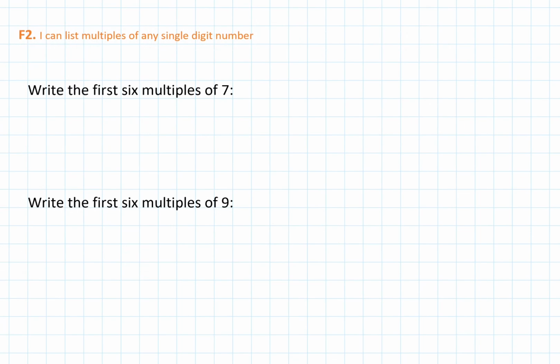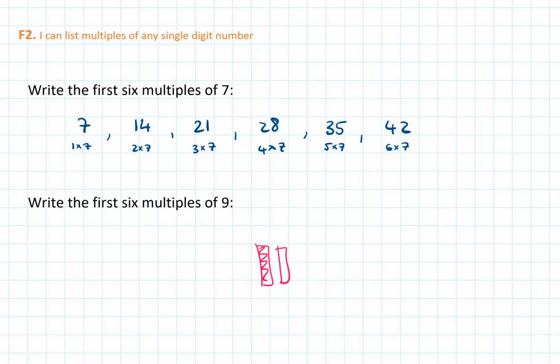Moving on to F2. The questions are very similar, but the numbers are different. So to write the first 6 multiples of 7, I need to start from 1 times 7, which is 7, and then 14, 21, 28, 35, and 42. Can you write the first 6 multiples of 9? Pause the video here. The first 6 multiples of 9 start with 9, then 18, 27, 36, 45, and 54.